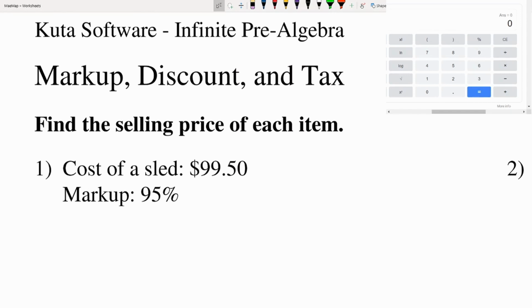And tax is also a markup on the product. If the purchase price is this amount and we tax it by this much, then we're marking that up. So you're paying more for the product. So let's jump into number one.